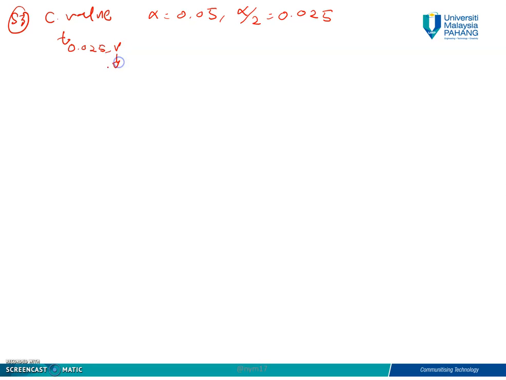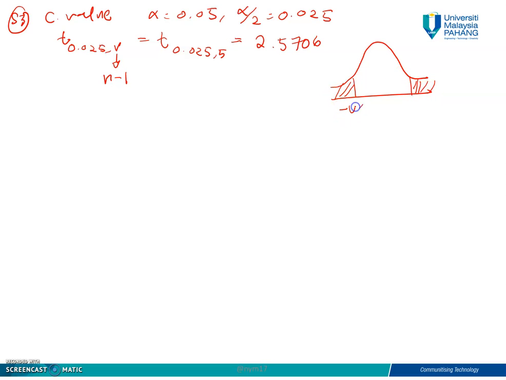So here 0.025, and then for t we have the degrees of freedom, which is n minus 1. So you will get t 0.025 with nu equal to 5, 6 minus 1. If you look at the table, you will get 2.5706. Remember, because you have two tails, left and right, you will have a negative value and a positive value. So here it will be plus, minus.